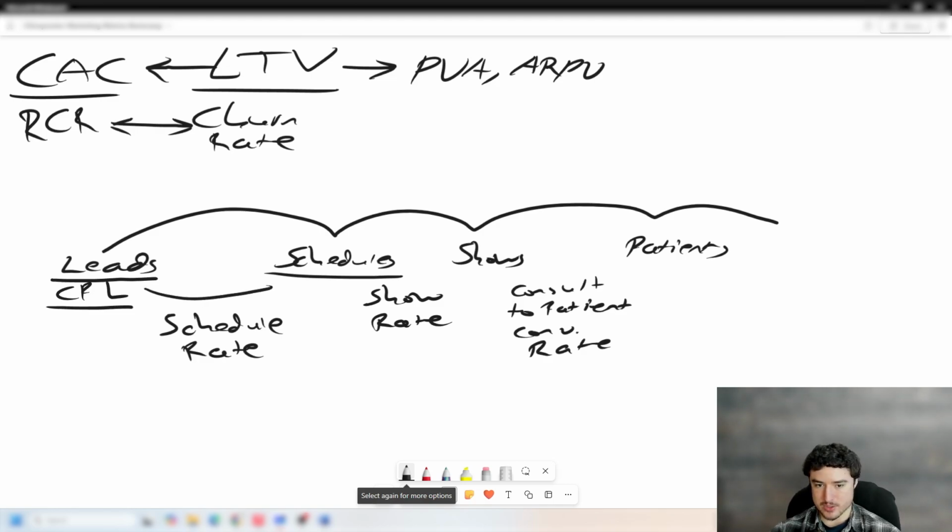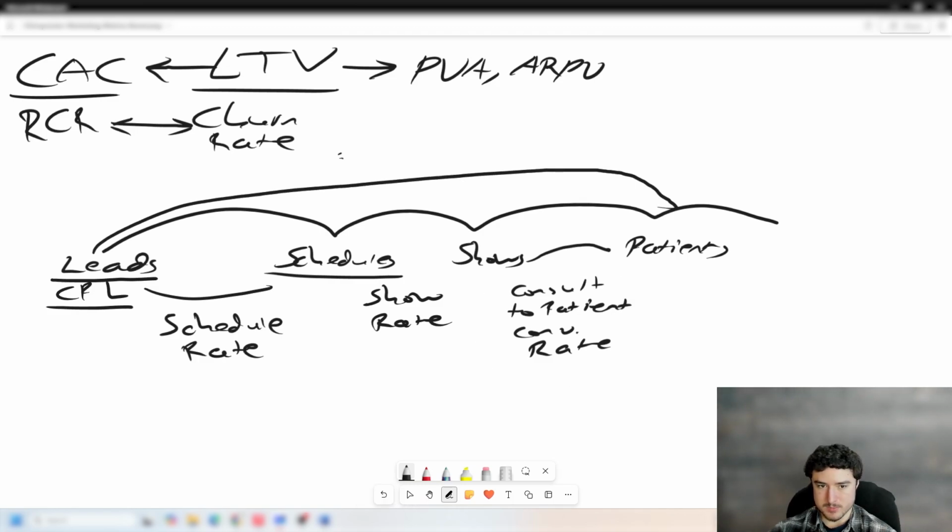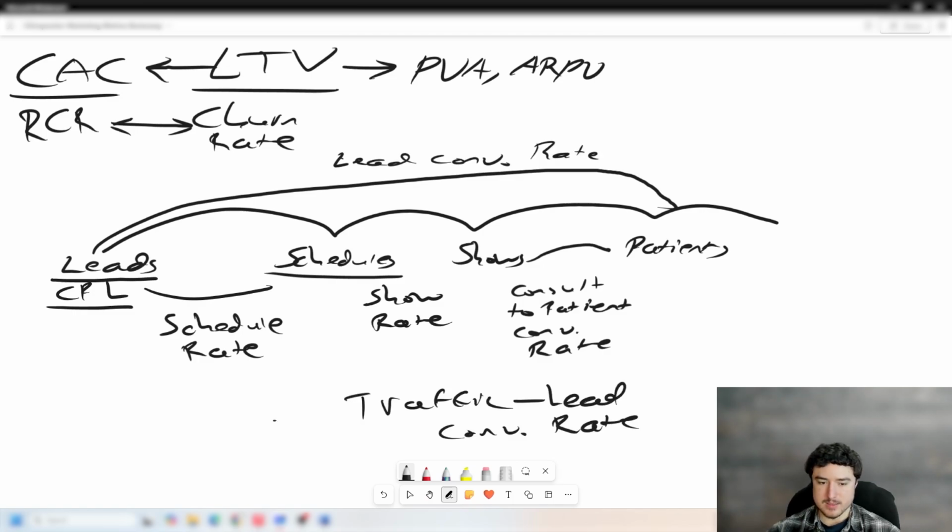We then have our shows and our show rate. And then if you do consultations, then the shows would turn into patients. And again, our bridge here is our consult to patient conversion rate. The overarching number here would be our overall lead conversion rate, or just conversion rate. And kind of as a bonus, we have our traffic to lead conversion rate. This is specifically for the website, but it could also be for our ads overall.